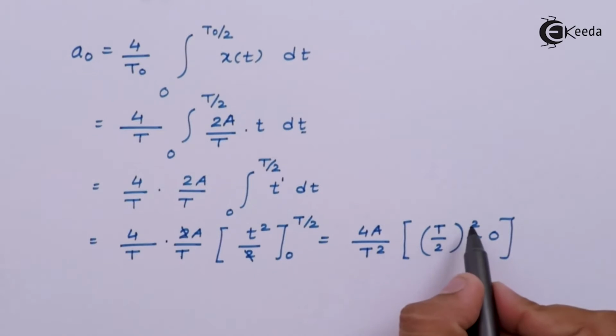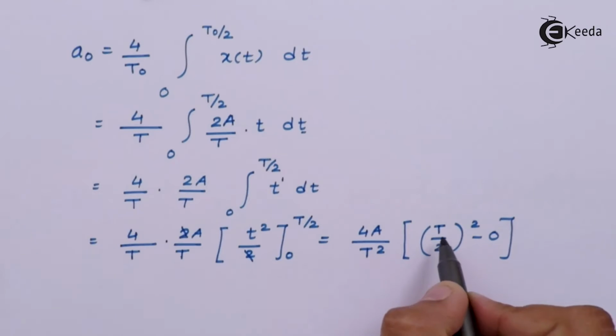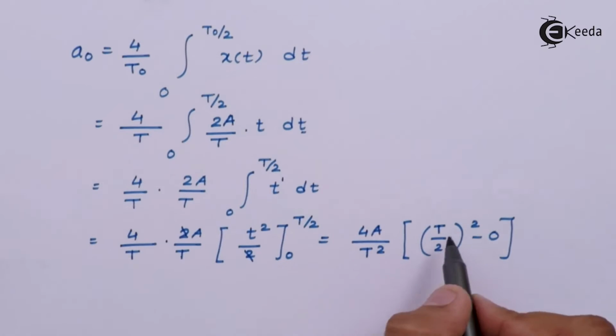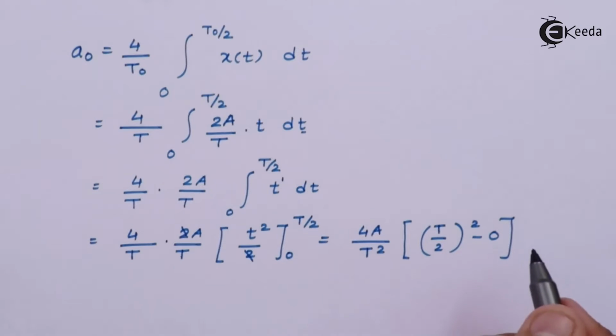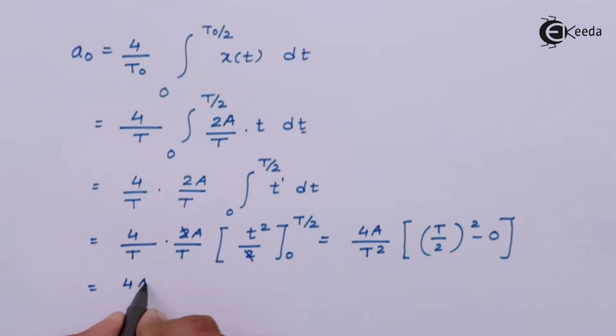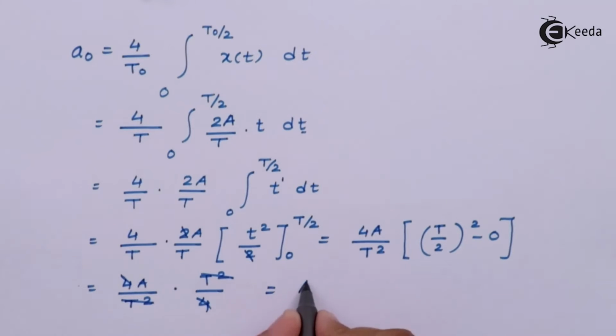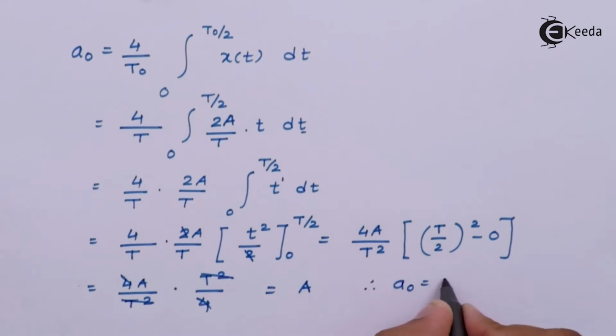Now, t square, or you can say t by 2 the whole square, is always t square by 4, and t square by 4 minus 0 is always t square by 4. Now look at here, this 4 gets cancelled, as well as this t square also gets cancelled. So what you will get? Only a. So my a naught value is a only.